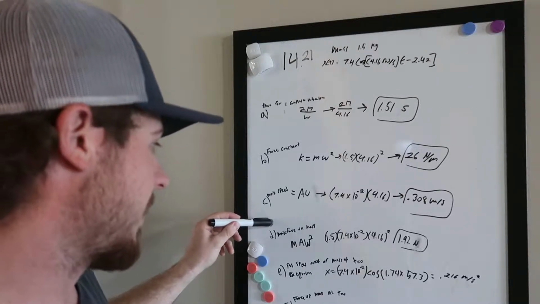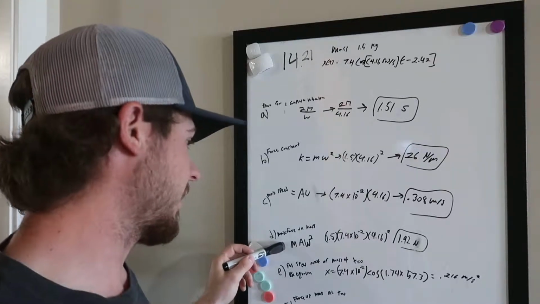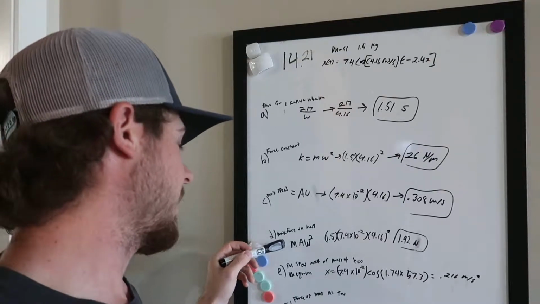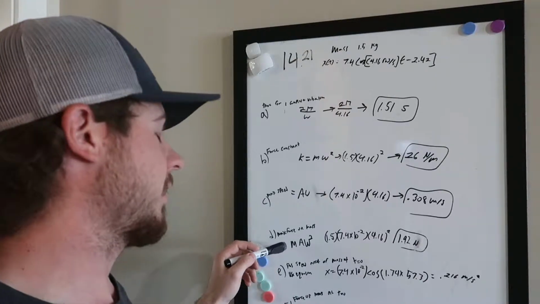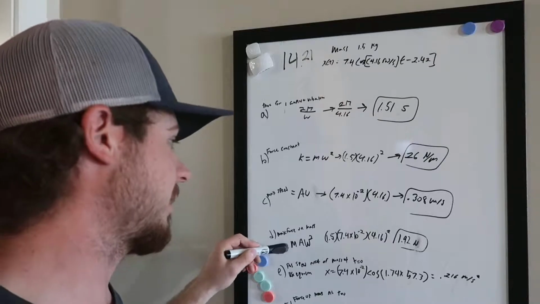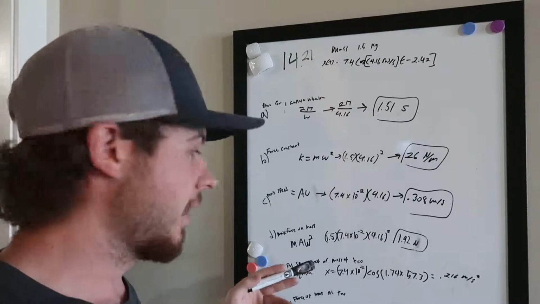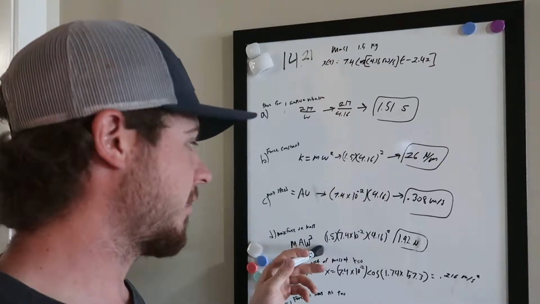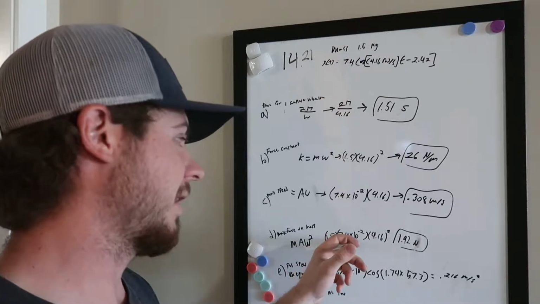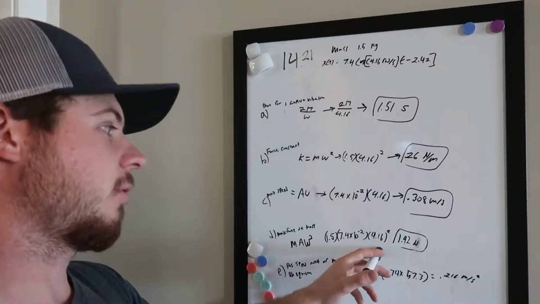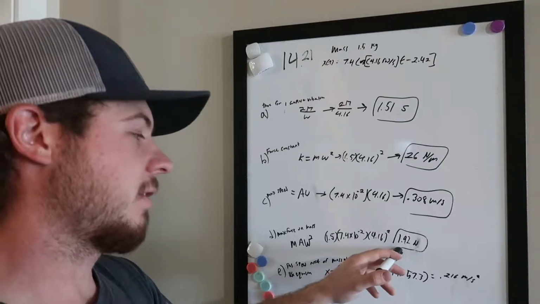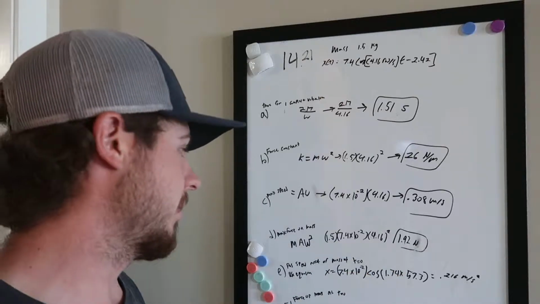The max force on the mass is going to be the mass times the amplitude times the angular frequency squared, and that's going to be 1.5 multiplied by 7.4 times 10 to the negative 2 multiplied by 4.16 squared, and that is 1.92 newtons.